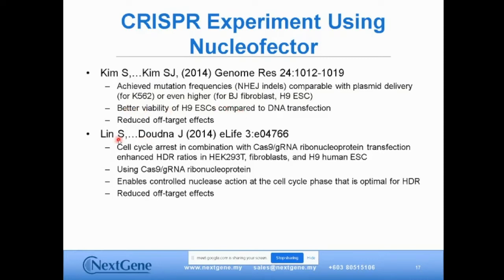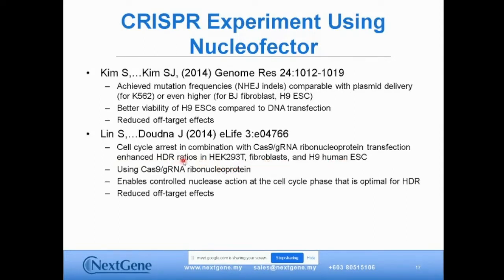In another publication by Lin and co-workers, they show that they want to increase the efficiency of HDR modification, meaning targeted modification. What they do is arrest the cell cycle and then combine that with the use of RNP transfection. They are then able to get an enhanced HDR ratio for HEK293 cells, fibroblast cells, and also ESC cells.